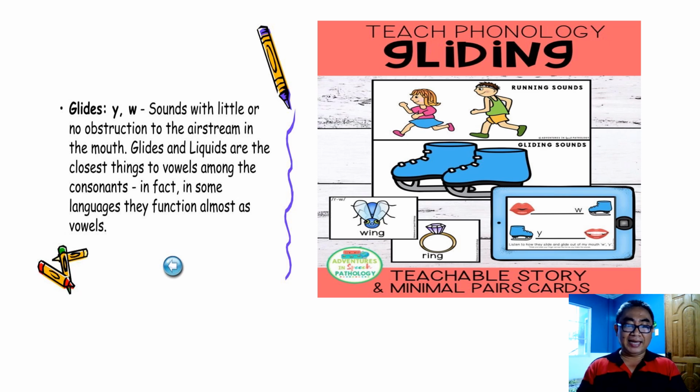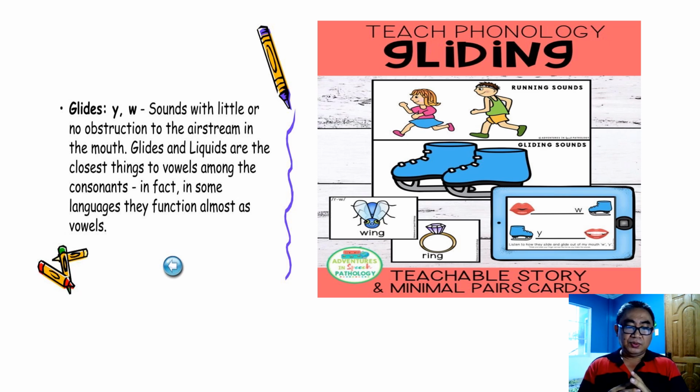So what does glide mean in speech? Well, gliding is a common phonological process in which a child, for example, might replace an L or an R with a W or Y. So this can be interchanged for our real ones.